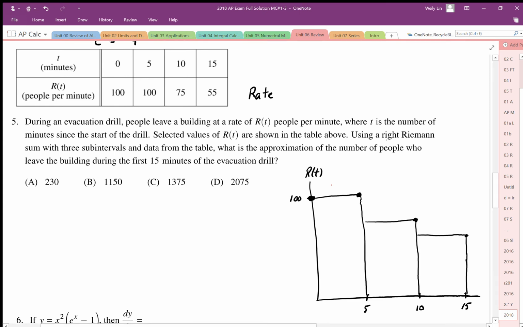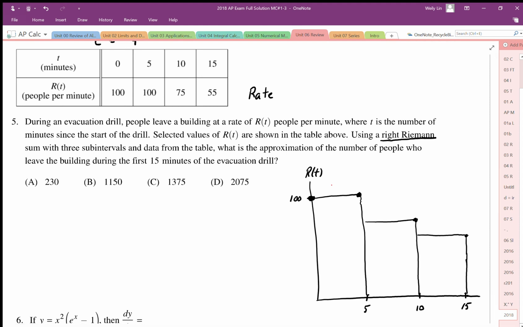So first of all, we need to recognize it's a right Riemann sum. So notice that as I plotted the points here, 100, 100, 75, 55, I'm going to use the right edge of the interval. So for this first interval, the right edge is on the right-hand side. And I'm going to use this to approximate the area under this curve. And this area then will represent the change in the number of people.